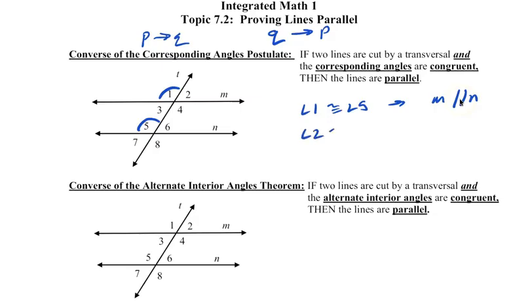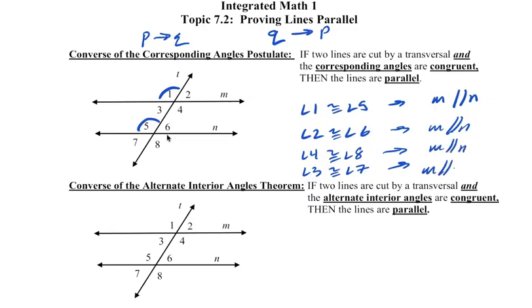And it works for all the corresponding angles, right? So 2 and 6, those are corresponding. 1 and 5, 2 and 6, 3 and 7, 4 and 8. If I could show those are congruent, then those two lines are parallel, because these are only parallel if those are congruent, and the opposite is true, the converse is true. These are only congruent if those two lines are parallel.